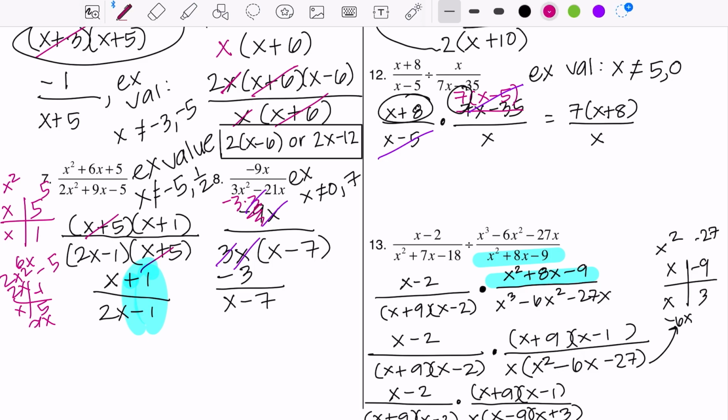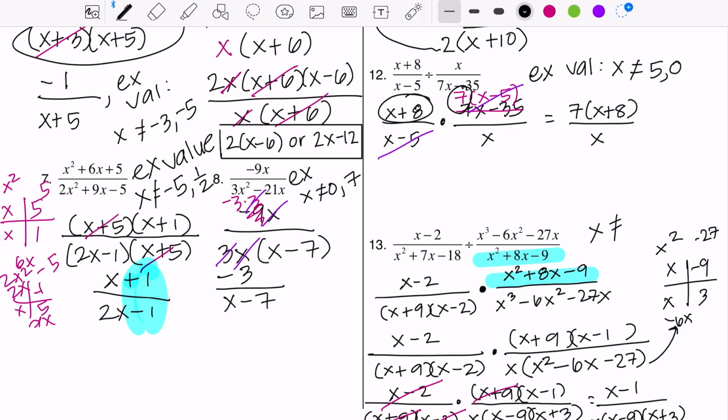So the x plus 9s cancel, the x minus 2s cancel. And then I just end up with x minus 1 all over x times x minus 9 times x plus 3. And x cannot equal, man, there's a bunch of them.